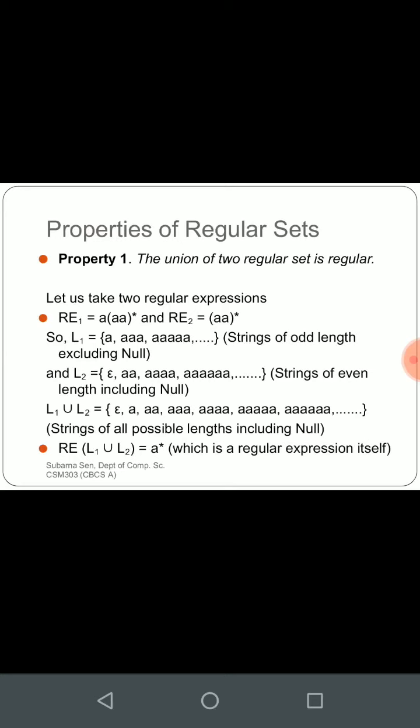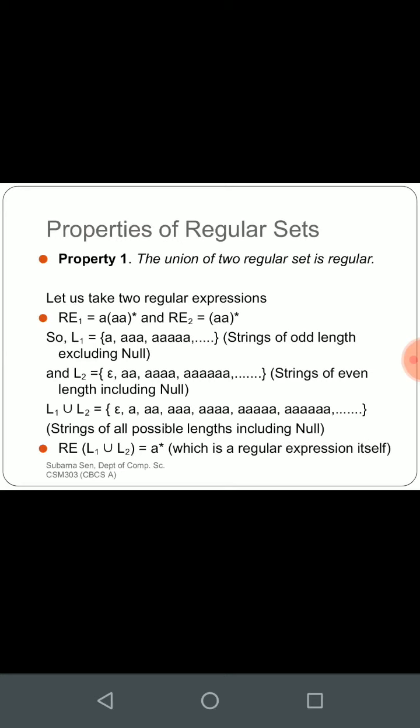And so if we concatenate, what will be the answer? It will contain all odd length strings and also even length strings, and obviously the empty string. So if we arrange them in that manner, one odd, another even, one odd, another even, and follow the pattern, this will be L1 union L2, which is the strings of all possible lengths including null.